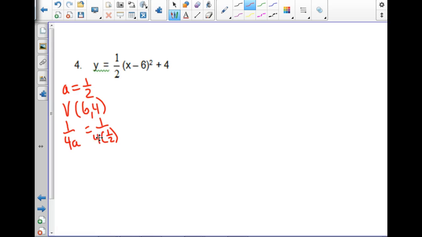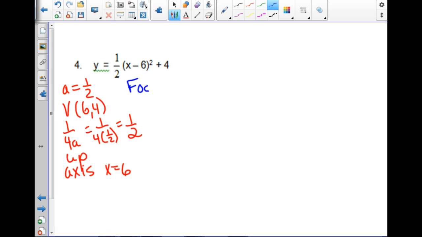What's half of 4? 4 times a half means half of 4, 2. So it's 1/2. I wouldn't be typing this on your calculator. All right, so 1 over 4a equals a half. Now, this one's opening up, and the axis is x equals 6. Now I'll go find the stuff that's new, the focus and the directrix.